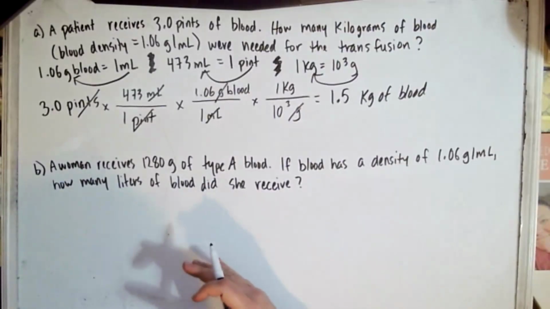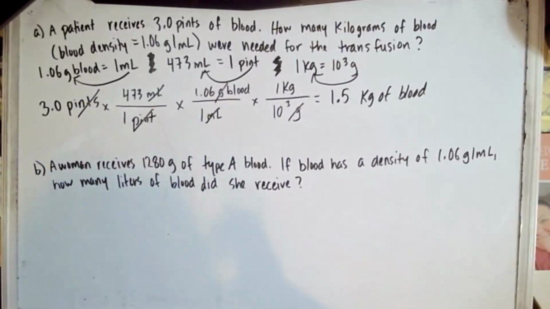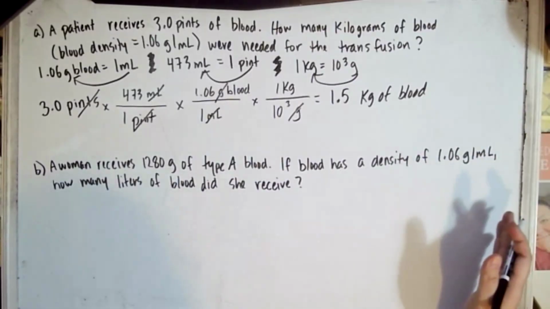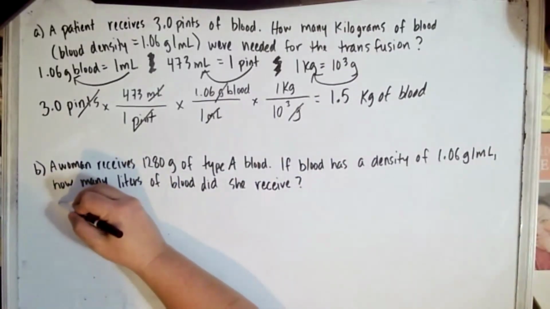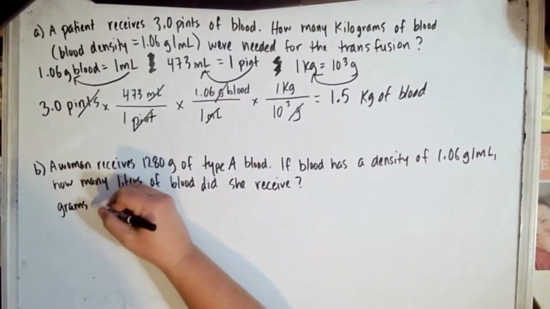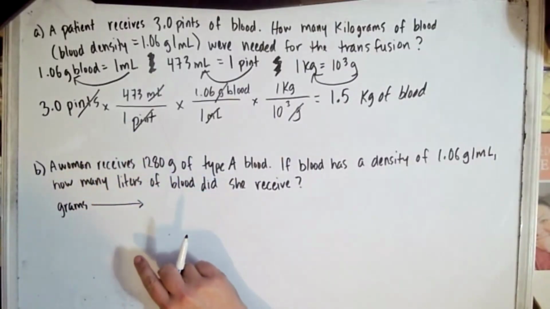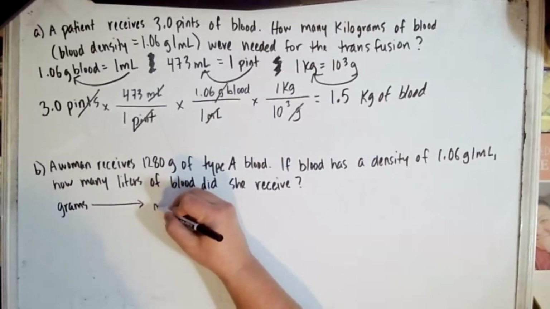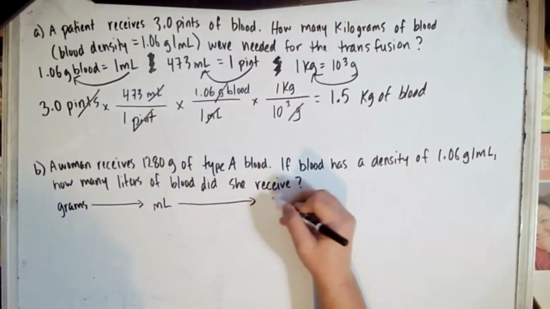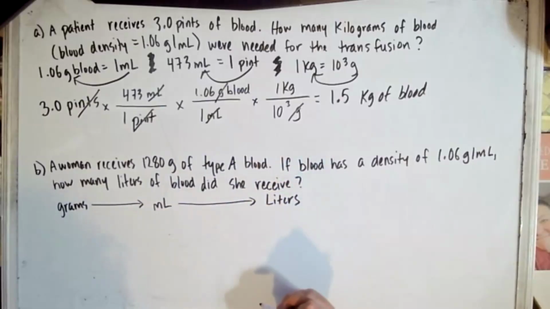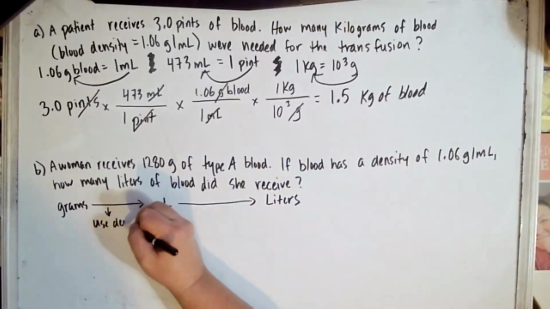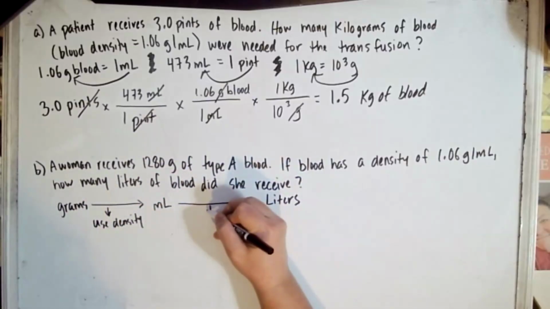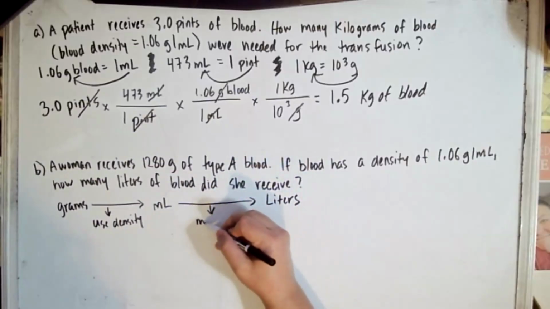Last example here, a woman receives 1,280 grams of blood type A. If the blood has a density of 1.06 grams per milliliter, how many liters of blood did she receive? So we're going to take our grams of blood and we're going to convert it into milliliters first using our density. Then from milliliters, we'll convert it into liters. Okay. So for this first step, we're going to use our density. And for this second step, we're going to use our metric conversions.